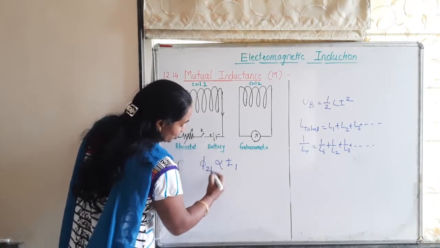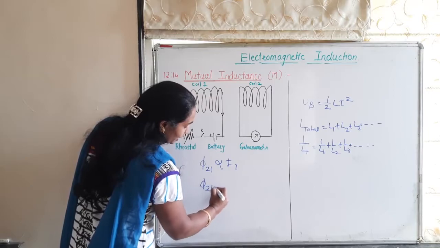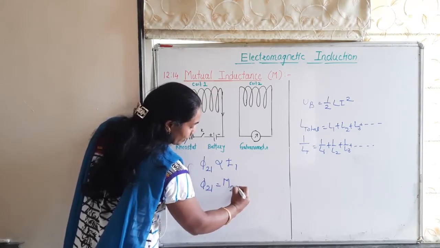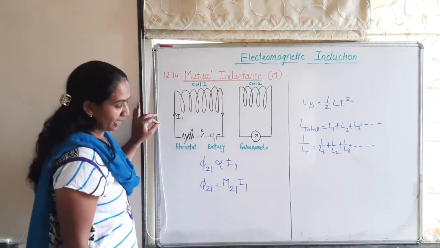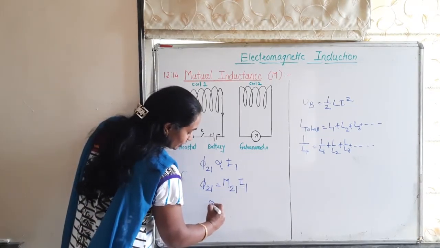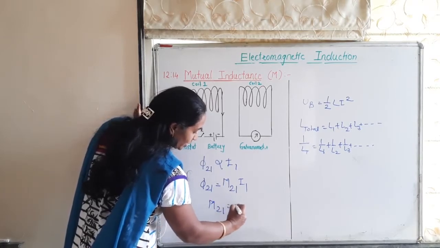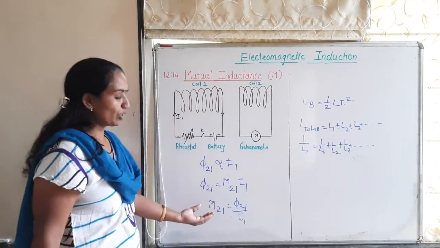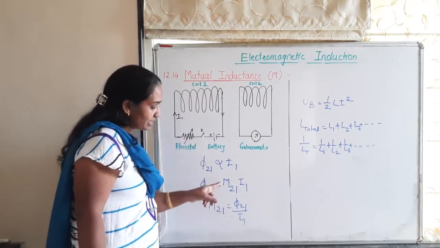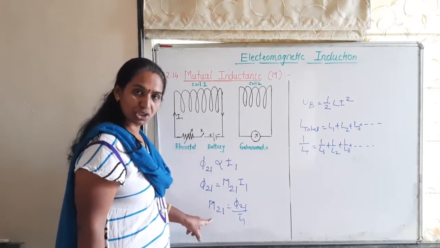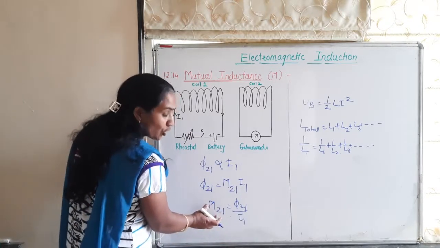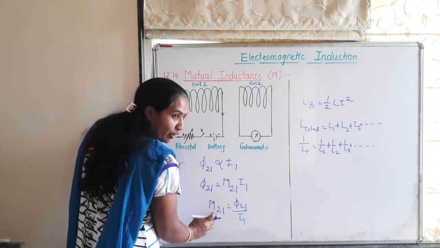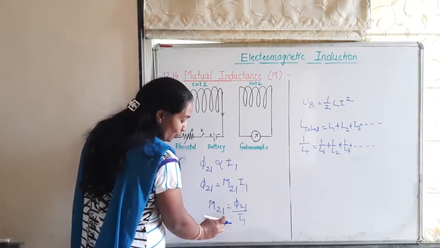After the proportional sign, there is a constant M21, so phi 21 is equal to M21 into I1. This equation can be written as M21 equals phi 21 upon I1. This is the formula for the mutual inductance. This M, the constant of proportionality, is called the mutual inductance of coil 2 with respect to coil 1.